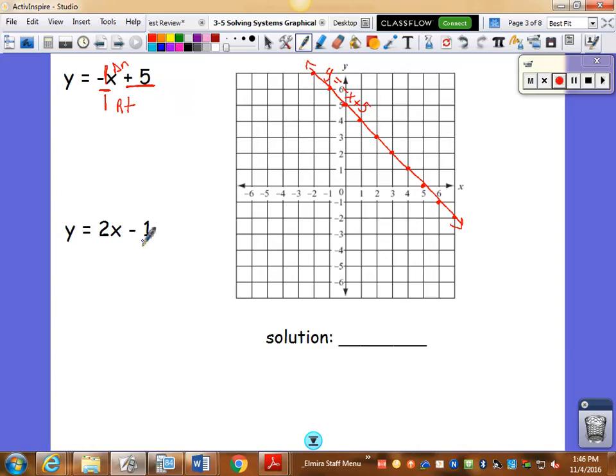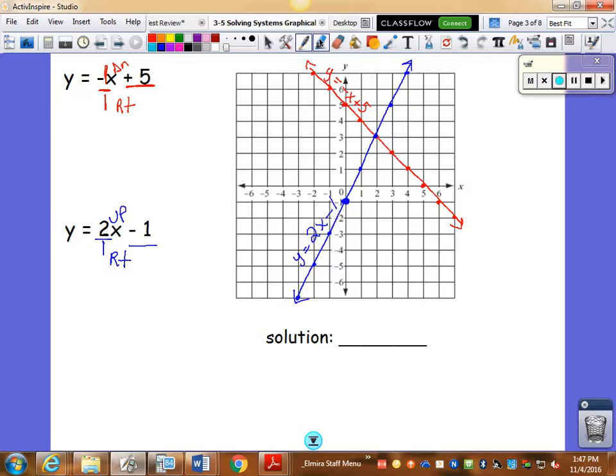Then we have our second equation. It says to start on -1. And the slope is a whole number, so I'll again make that into a fraction. It's positive, so I'm going to go up 2, 1 to the right. So up 2, 1 to the right, up 2, 1 to the right, up 2, 1 to the right. Come back to the middle, down 2, left 1, down 2, left 1, down 2, left 1. Arrows and label.